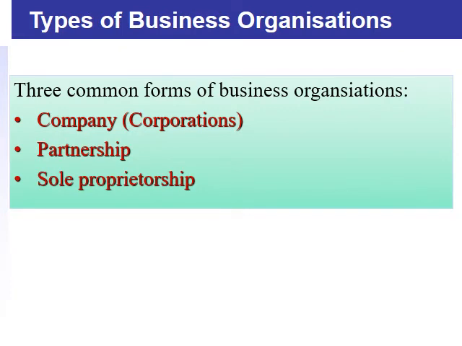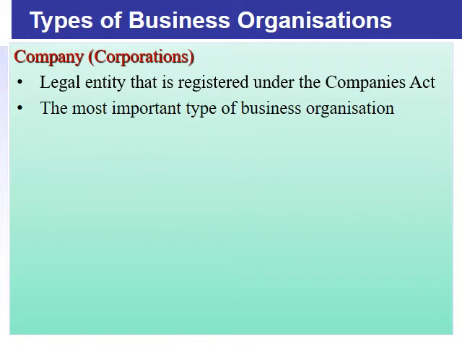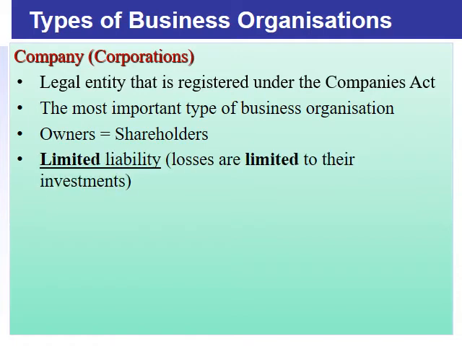There are three common forms of business organization. We'll touch on the three common forms here. We have companies, partnership, and sole proprietorship. A company or corporation is a legal entity that is registered under the Company Act. This is the most important type of business organization here. Owners are called shareholders and have limited liability. Limited liability basically means losses are limited to the investment.